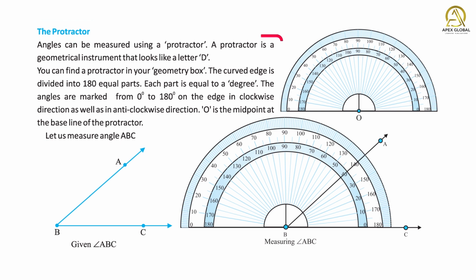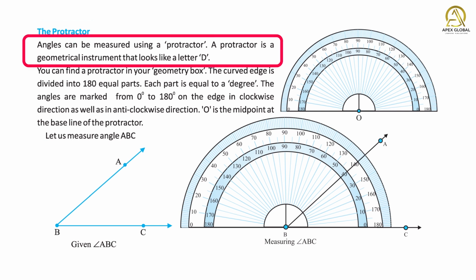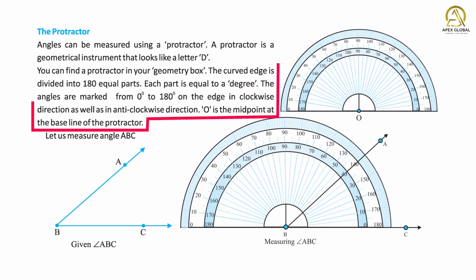The protractor. Angles can be measured using a protractor. A protractor is a geometrical instrument that looks like the letter D. You can find a protractor in your geometry box. The curved edge is divided into 180 equal parts. Each part is equal to a degree. The angles are marked from 0 degrees to 180 degrees on the edge in the clockwise direction as well as in the anti-clockwise direction. O is the midpoint in the base line of the protractor.